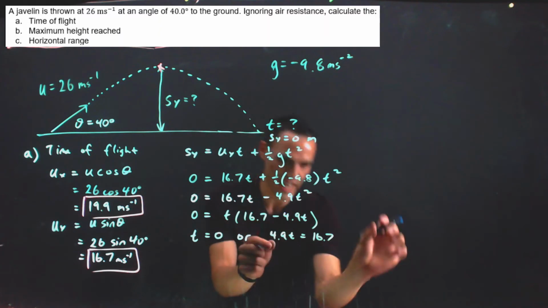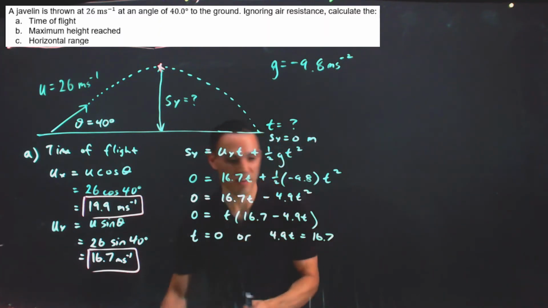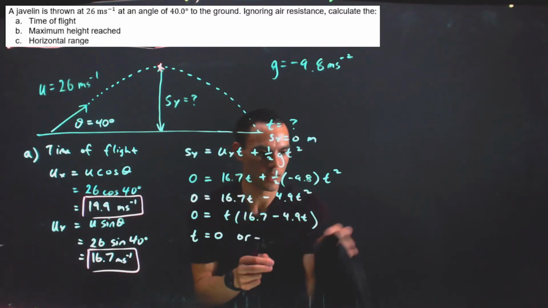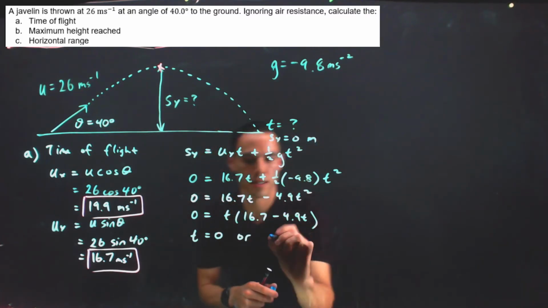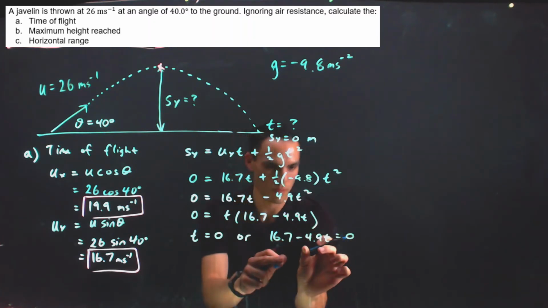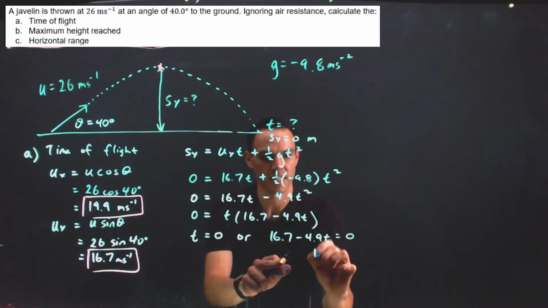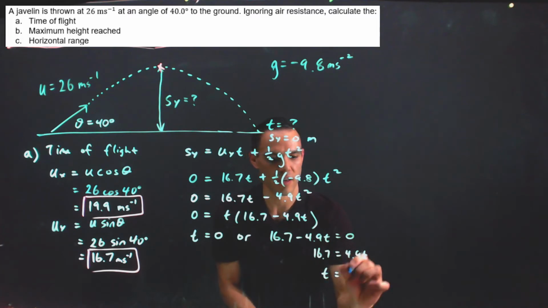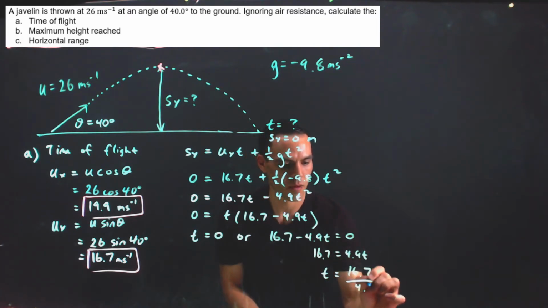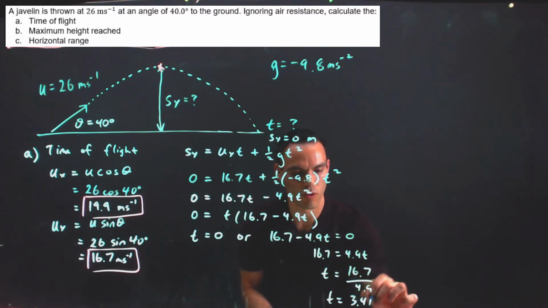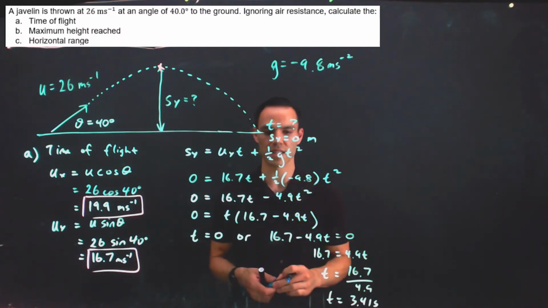If I just rearrange that, actually I kind of missed a step there, so I'm just going to quickly show the full working. So it's 16.7 minus 4.9t equals 0. I'm going to move that to the other side by adding it, so it's 16.7 equals 4.9t, and then rearranging, away you go. So it's 16.7 divided by 4.9 gives you 3.41 seconds if you round it to 2 decimal places.